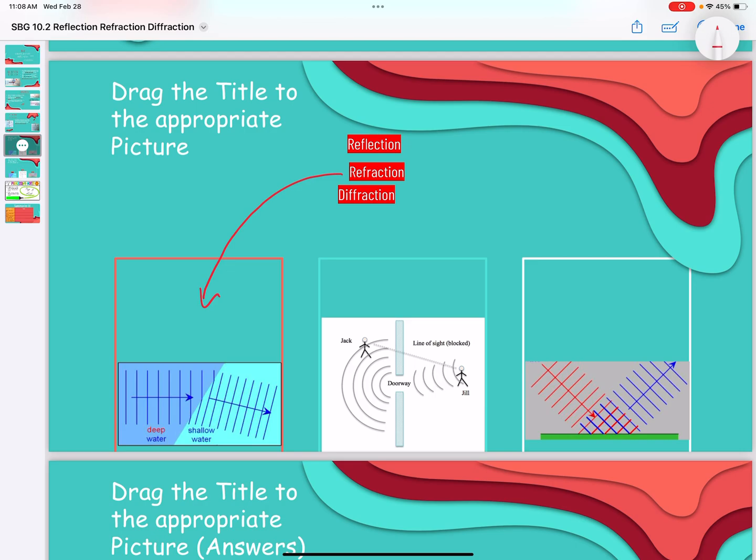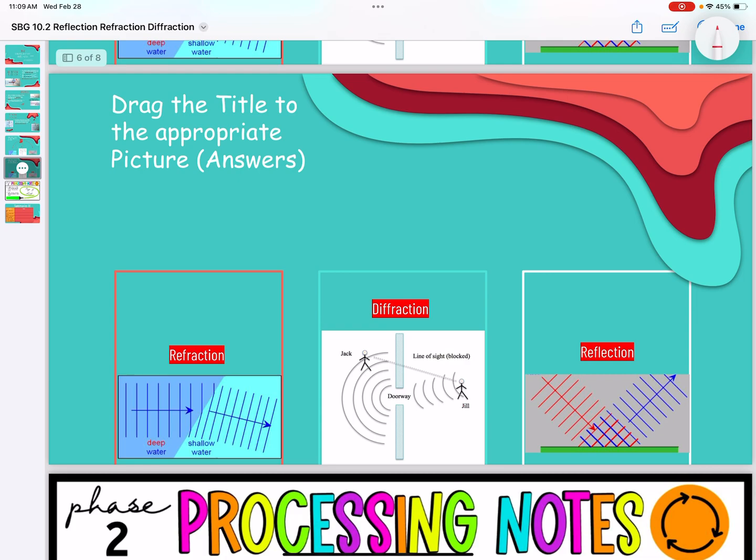Example number 2, I have a gap in a wall. It looks like there's a doorway, and as the wave passes through that gap, the wave spreads out on the other side. And this is the one that we just talked about. This would be an example of diffraction. And my third and final example is I have a wave running into something that it can't pass through, so it bounces off. And it bounces off in a very symmetrical pattern because the incoming and outgoing angles are the same. And that is our example for reflection. So if you were to put these all together appropriately, you would get this response right here.